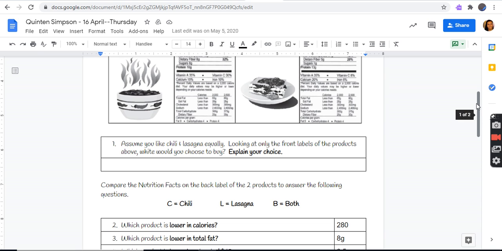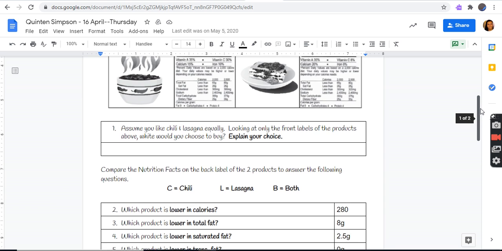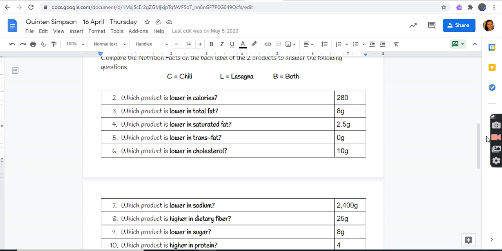Assume you like chili and lasagna equally. Looking at the front labels of the products above, which will you choose to buy? Explain your choice. Compare the nutrition facts on the back labels of the two products to answer the following questions: chili, lasagna, or both. Which product is lower in calories? Which product is lower in total fat? Which product is lower in saturated fat? Which product is lower in trans fat? Which product is lower in cholesterol? Which product is lower in sodium?